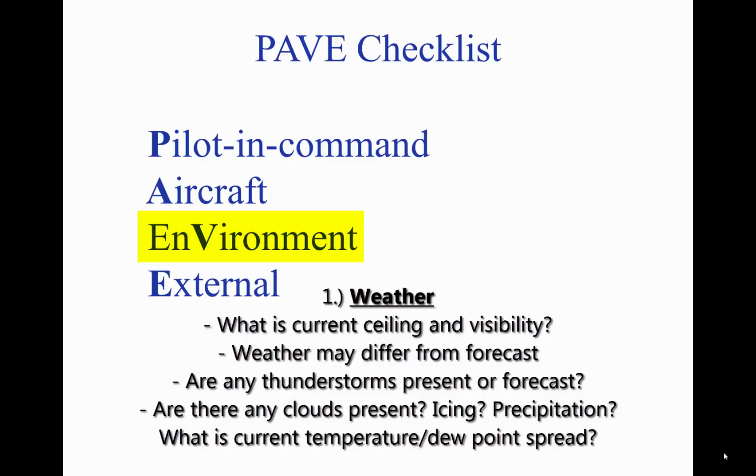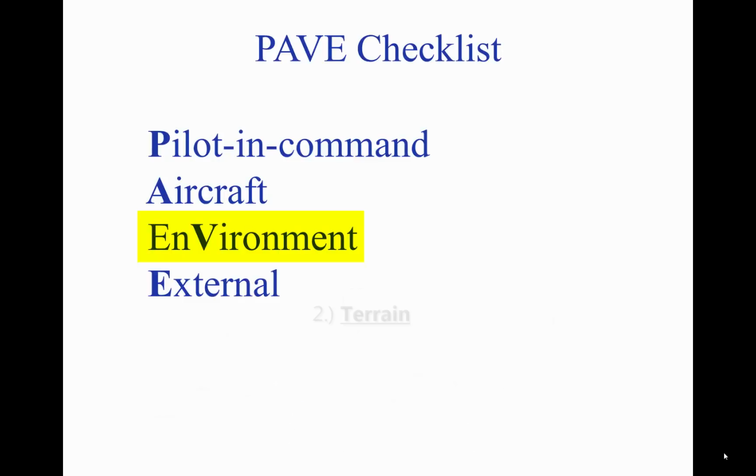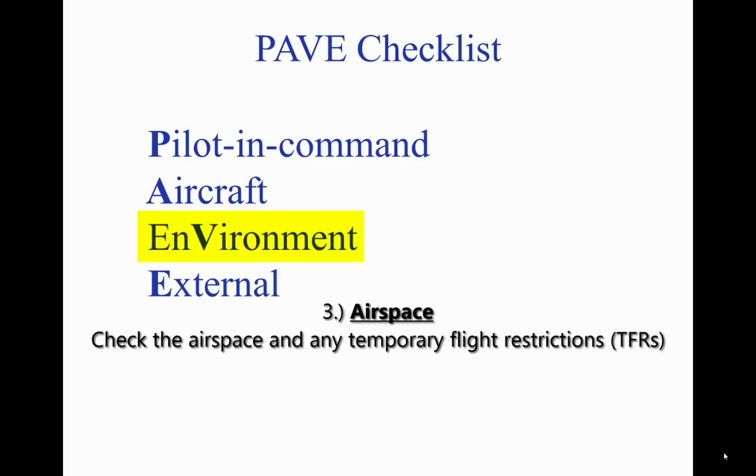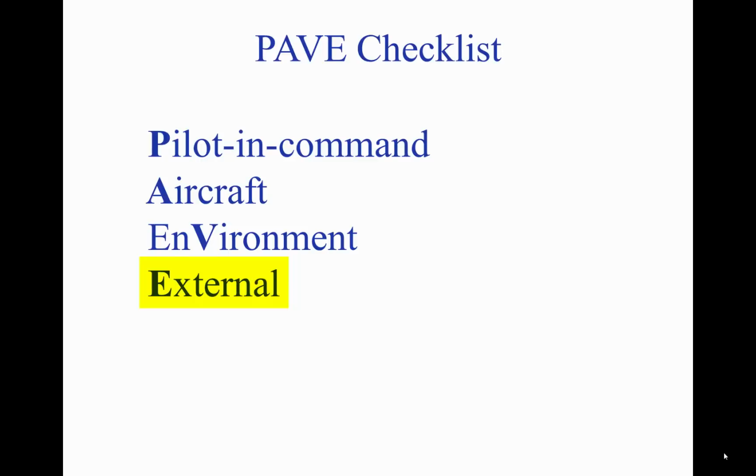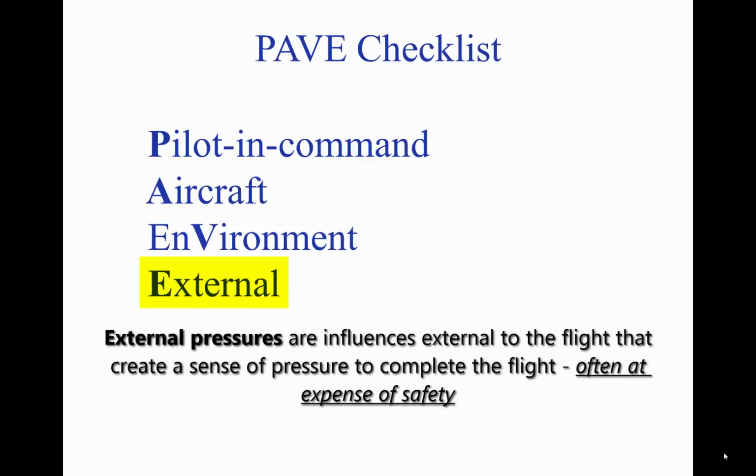Are there any thunderstorms present or forecast? If there are clouds, is there any icing current or forecast? What is the temperature dew point spread and the current temperature at altitude? Terrain. Evaluation of terrain is another important component of analyzing the flight environment. Airspace. Check the airspace and any temporary flight restrictions, TFRs, along the route of flight. E is external pressures. External pressures are influences external to the flight that create a sense of pressure to complete a flight, often at the expense of safety.